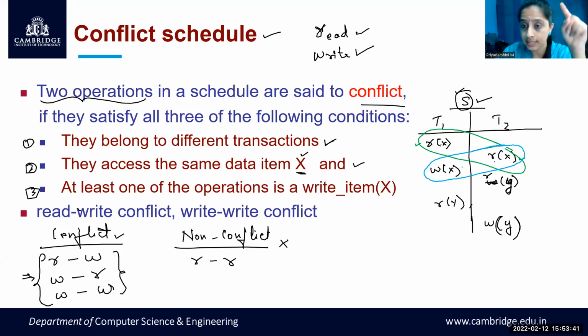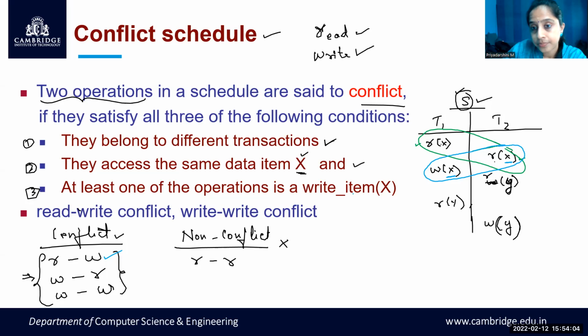Yes. That is a read-write conflict. Read-write conflict, read followed by write operation. Read followed by write on the same object. What is the object? X. On the same object. Now, is this a conflict? Yes. Right?